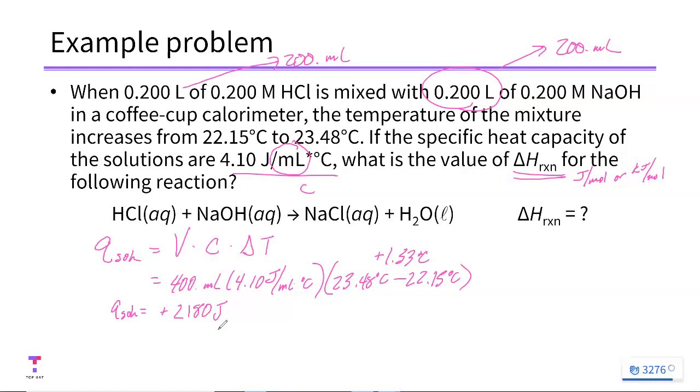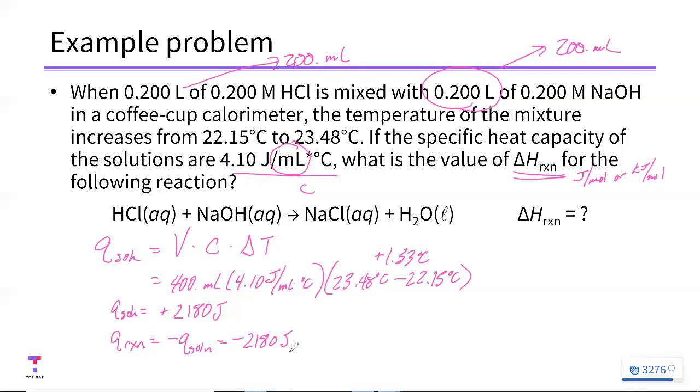Now we have to remember the cardinal rule of calorimetry. The solution is not what we're looking for. The solution is the surroundings. We're interested in the system. So we have to keep in mind that the heat of the reaction is the opposite of that heat of solution, which would be negative 2,180 joules.